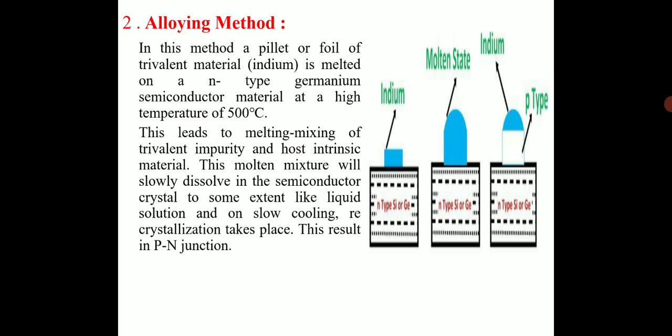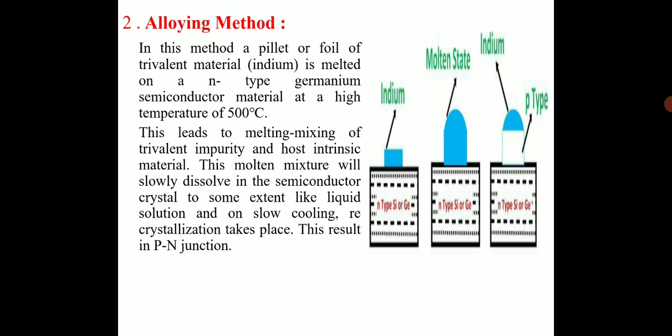Then the second method is the alloying method, and it is a very simple method to understand. In this method, let's see the diagram. First is an n-type silicon or germanium, and that is the indium. Indium is the impurity, a trivalent impurity. The second figure is the molten state, and the third is the indium or p type. That means a p-n junction will be formed.